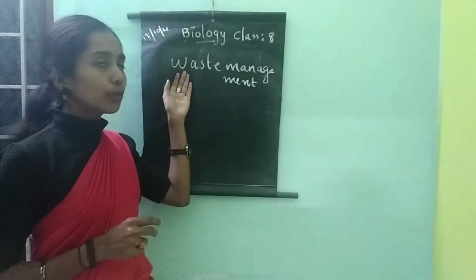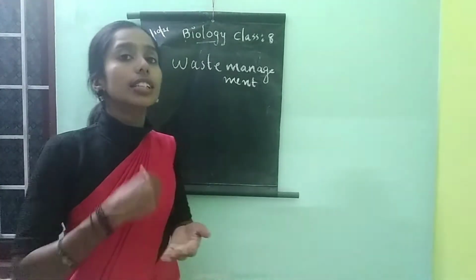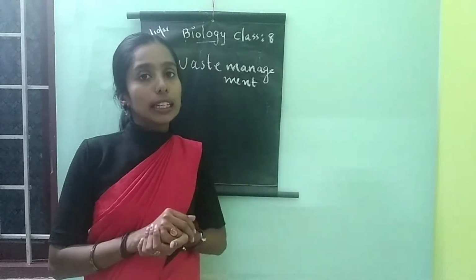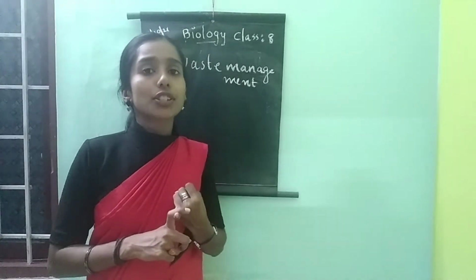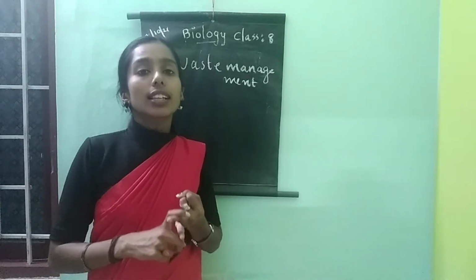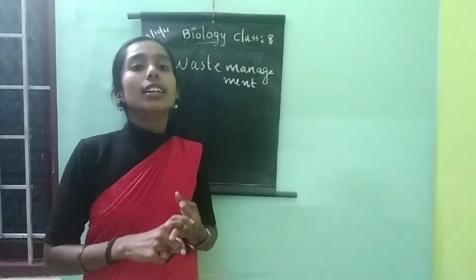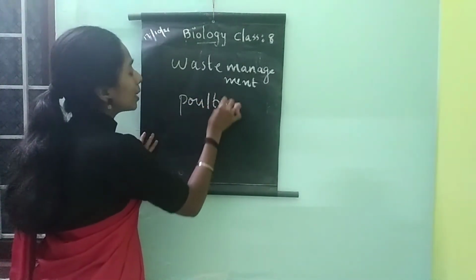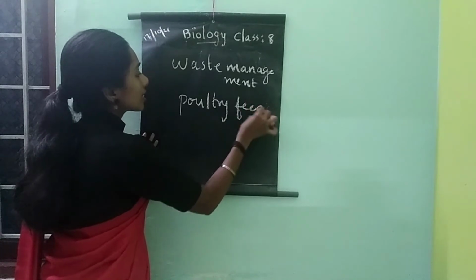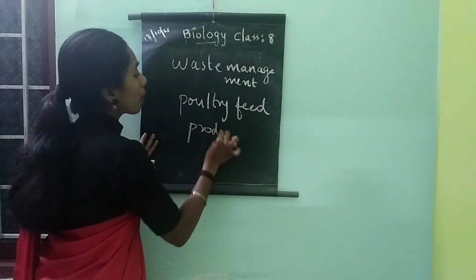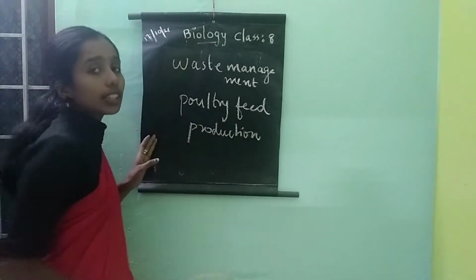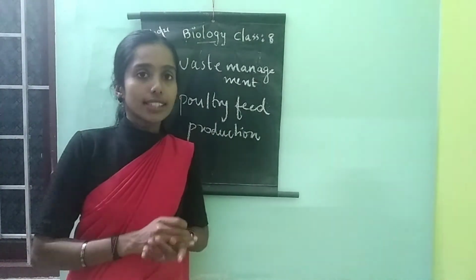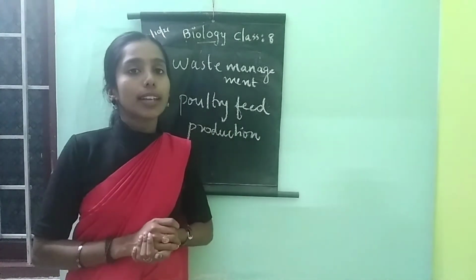So in the case of waste management, if sustainable agriculture is incorporated, in which fields can it be applied? Yes, in biogas production, in fodder production, in providing fish feed, and in poultry feed production, we can use this. Sustainable agriculture can be used for proper waste management. Okay children, so sustainable agriculture is a very important practice by which proper waste management can be done.